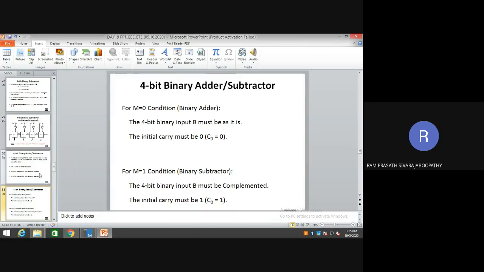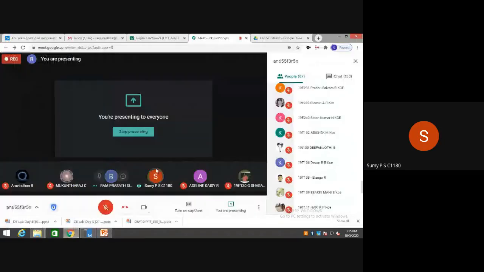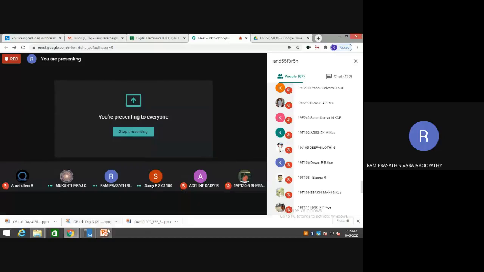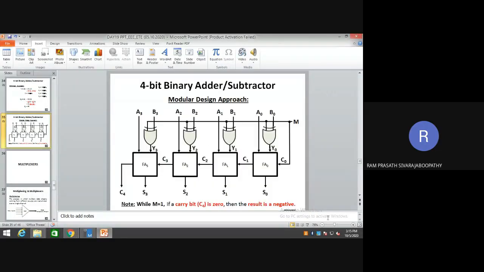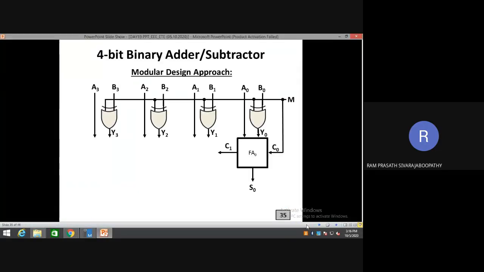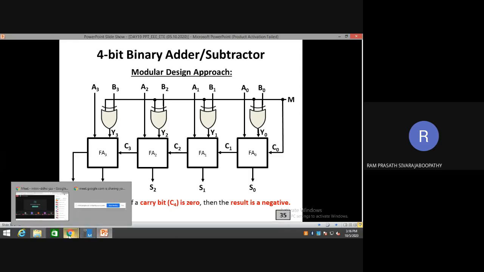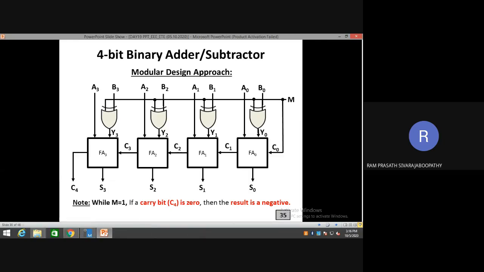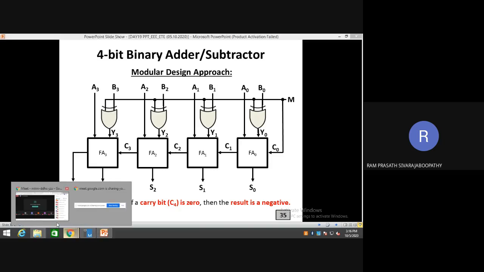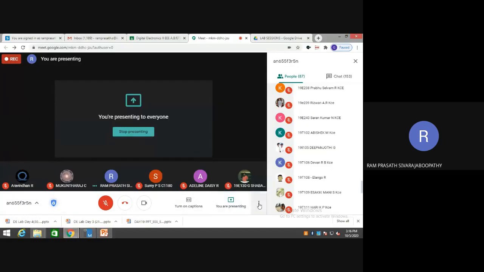Is my slide visible? Yes, Ram sir. Okay, for me it is not visible, that's why I asked. Okay, kindly take a screenshot of this. Okay, with this we will stop the theory session. Another 45 minutes we are going to spend for the laboratory. So I will stop the recording.